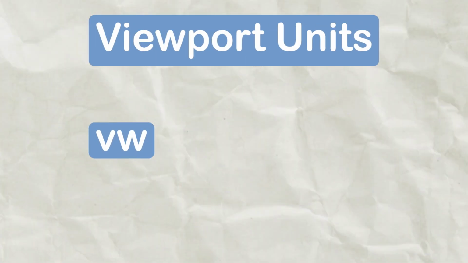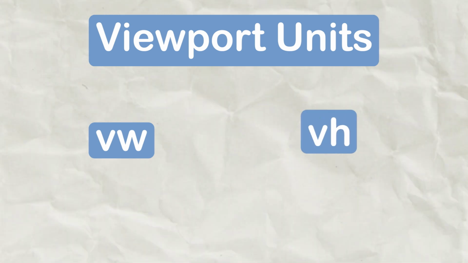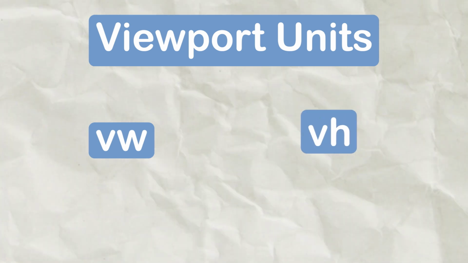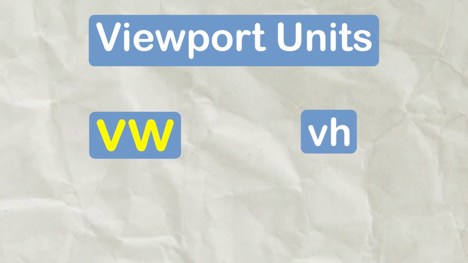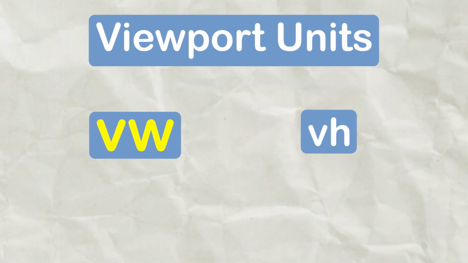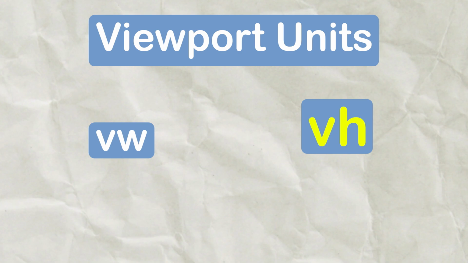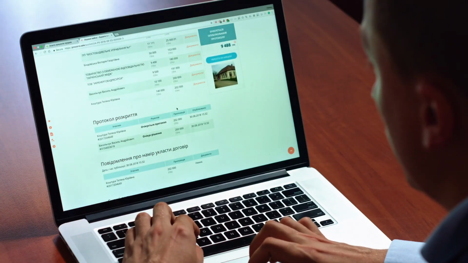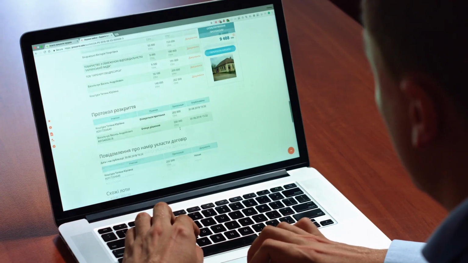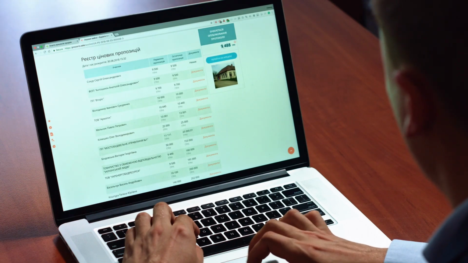Now the next in the list is viewport units. Viewports are denoted as VW and VH. These units scale based on the viewport size. VW is a percentage of the viewport width, while VH is a percentage of the viewport height. So viewport means the size of our entire screen, whether it's vertical or horizontal. So let's see an example of it.